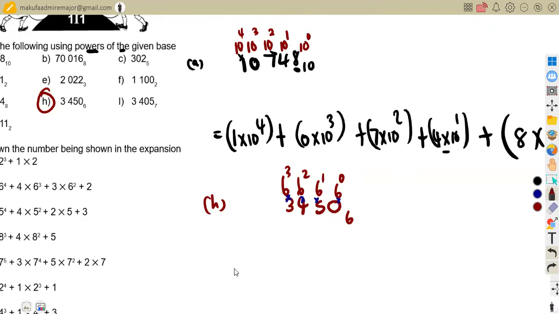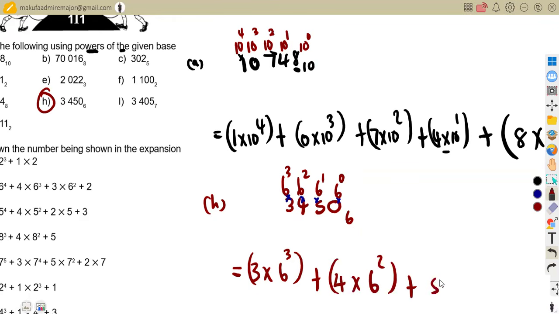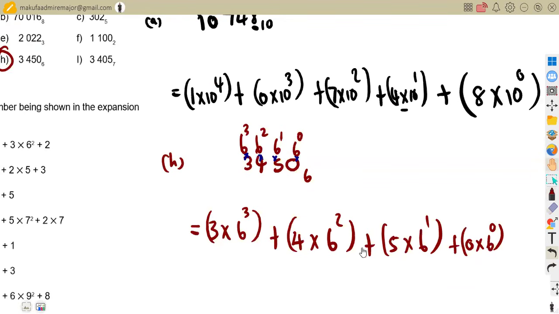It simply means you are multiplying 3 times 6 to the power of 3, plus 4 times 6 to the power of 2, plus 5 times 6 to the power of 1, plus 0 times 6 to the power of 0, like that. So do not change this stage.